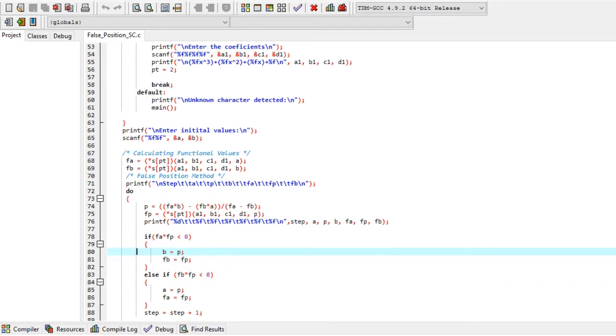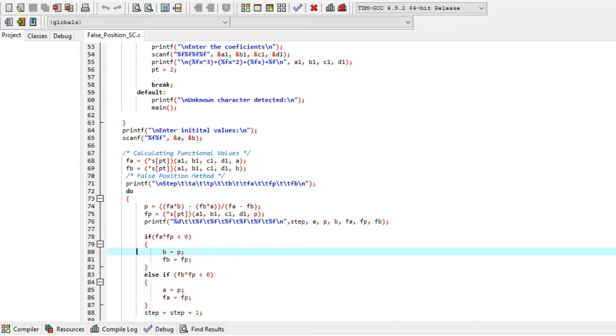Now, once that's done, the program will ask the user to input the initial values a and b. The important thing we need to remember is that whatever the initial values of a and b, this should make the resulting values of the functions have opposite signs. One should be positive and one should be negative, so that the root of the functions will lie between a and b. Otherwise, the root will be somewhere else.